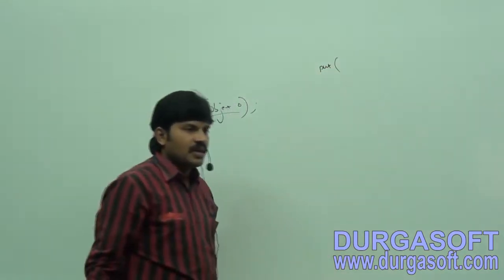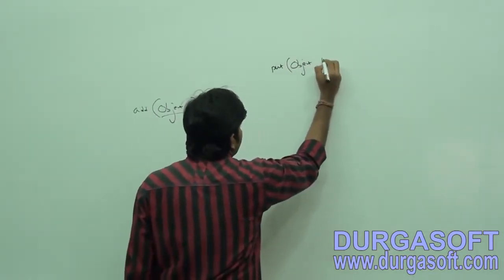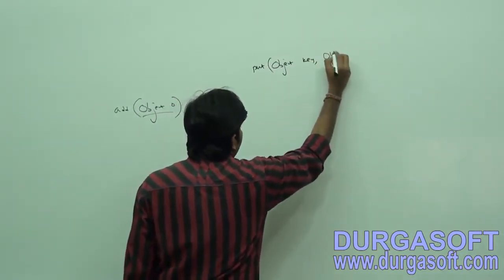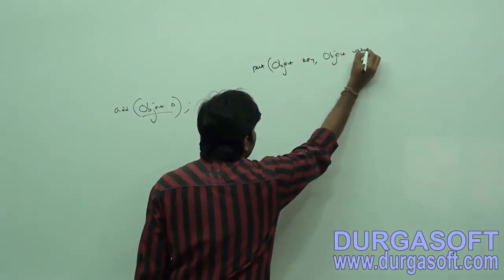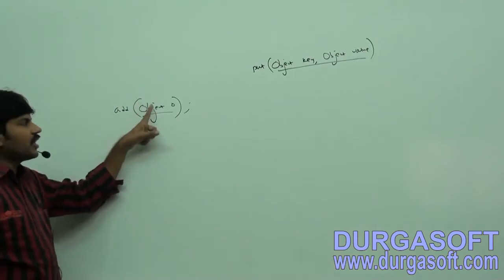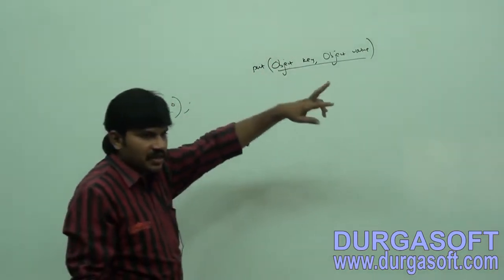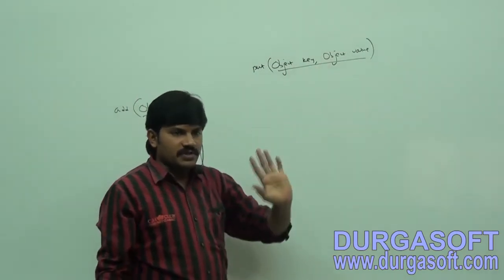Put is the method. Object key, comma, object value. Have you observed? The words completely changed. But here only one argument, because we can add only one object, but here one key value, both we have to add simultaneously. Put itself is nothing but a method.